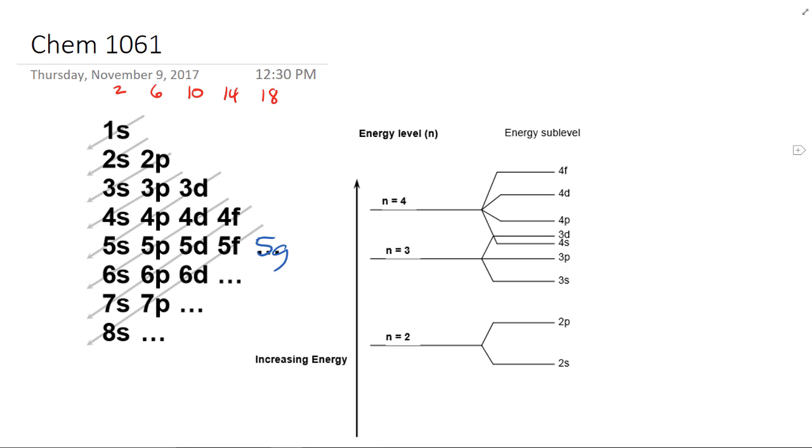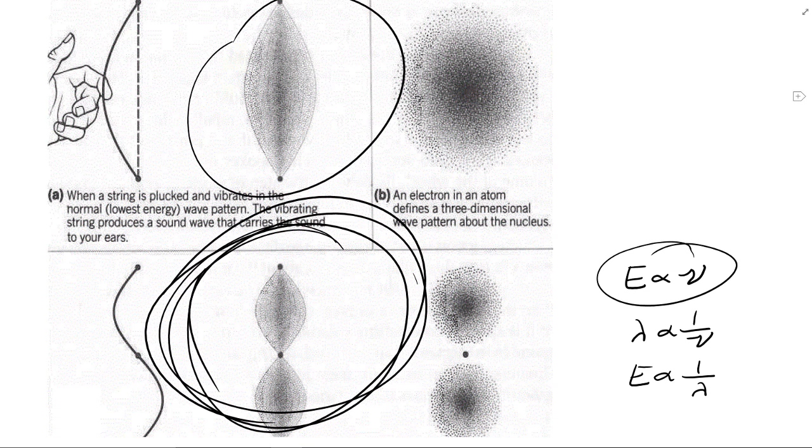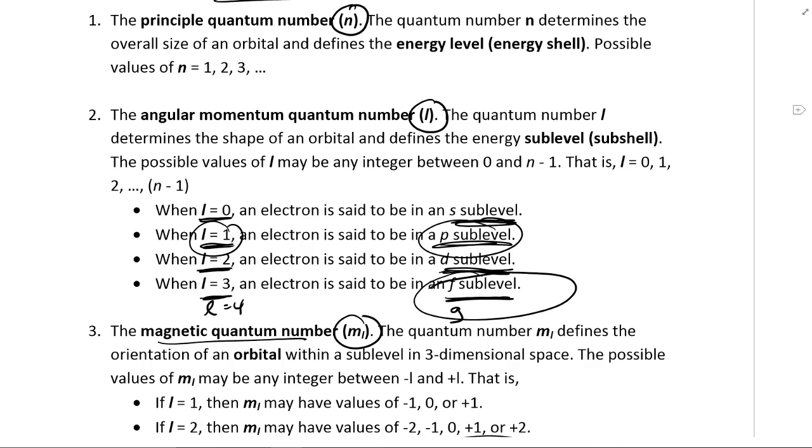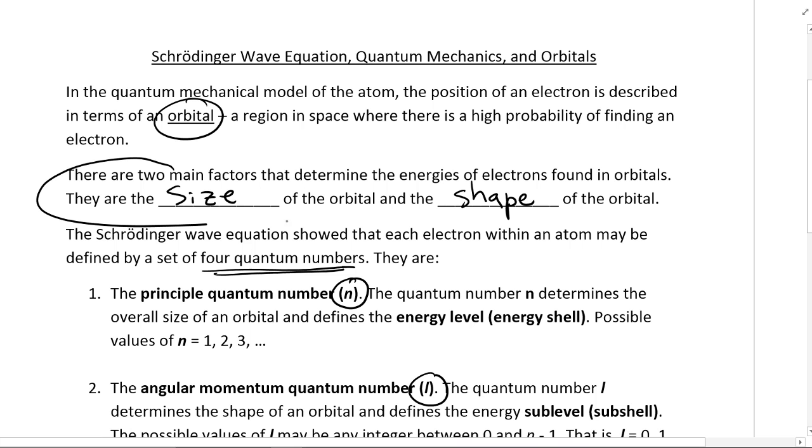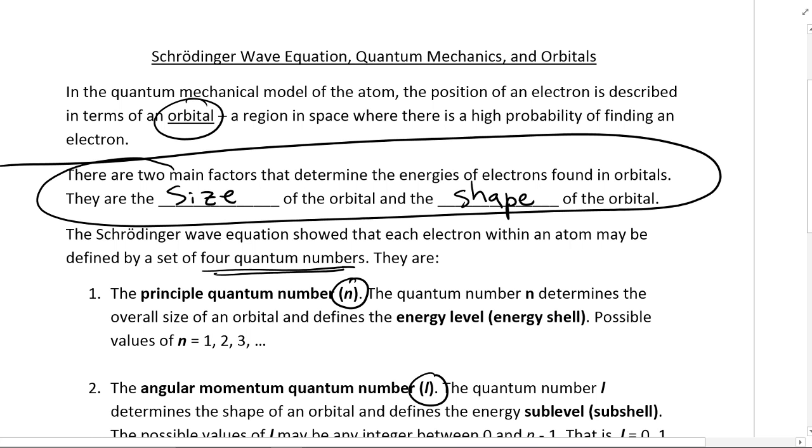So now, the next thing then is, well, why in the world did you put it in the 4s before the 3d? Well, it's going to go back to this little statement that we were writing down. And it's right here. The answer lies right here. There's two main factors that determine the energies of the electrons found in the orbitals. One of them is the size of the orbital. The other one is the shape of the orbital.